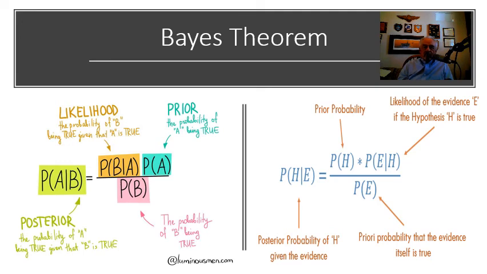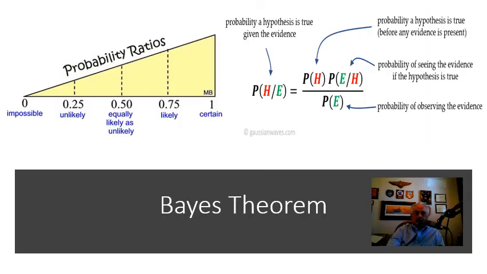Sometimes it is called a hypothesis. It basically means the same thing. If you like the word hypothesis, you can use it. If you like the word probability of an event, you can also use that as well. It doesn't really matter what terms you use. The theorem works either way.